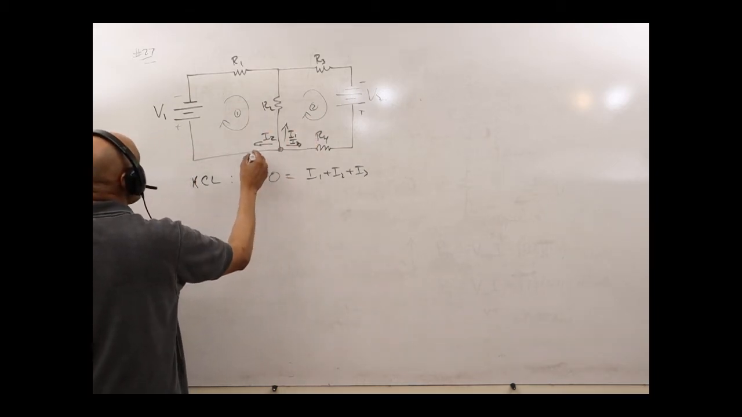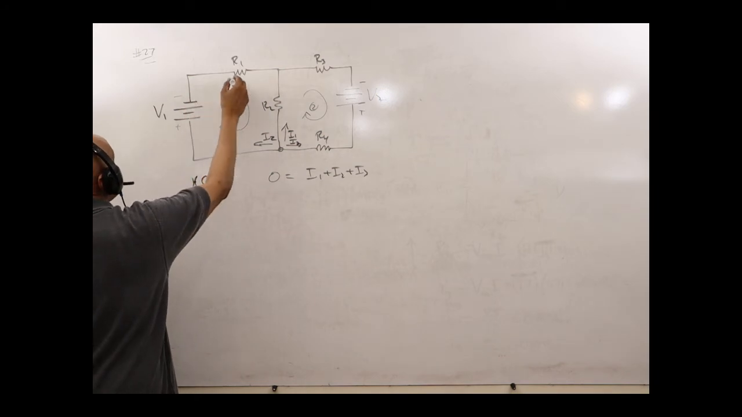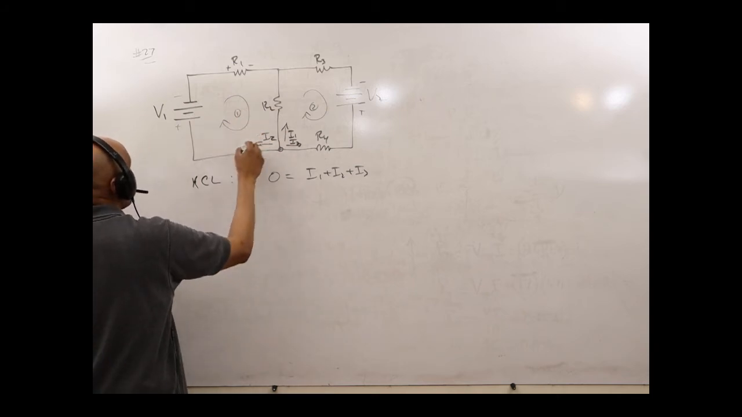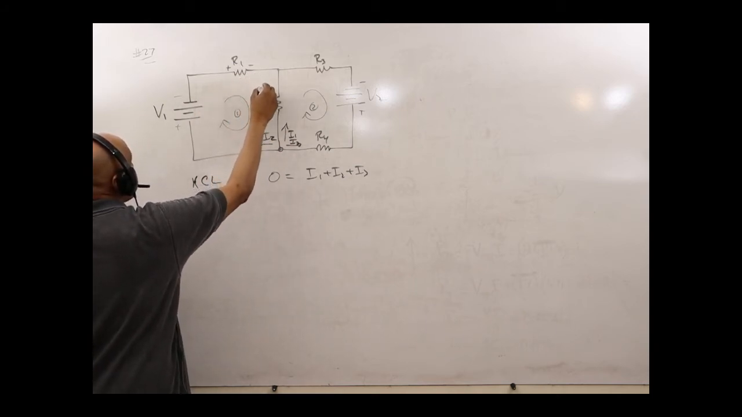So the current is flowing this way, and because the current is flowing this way, this must be at a higher potential than this. I'm going to label this plus and minus. So the current I2 is flowing through here.